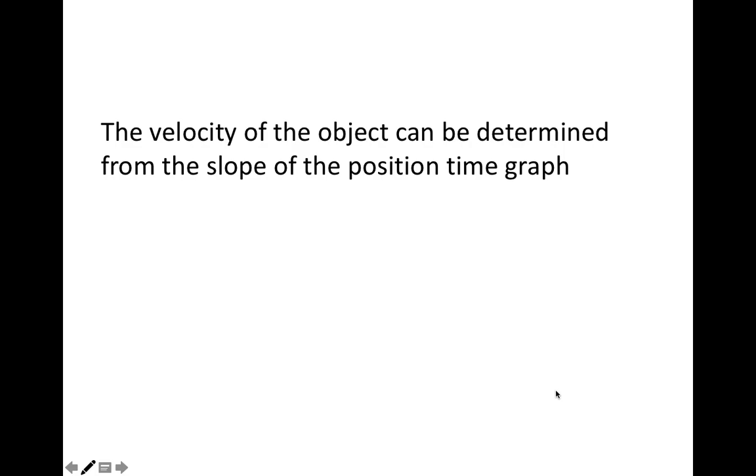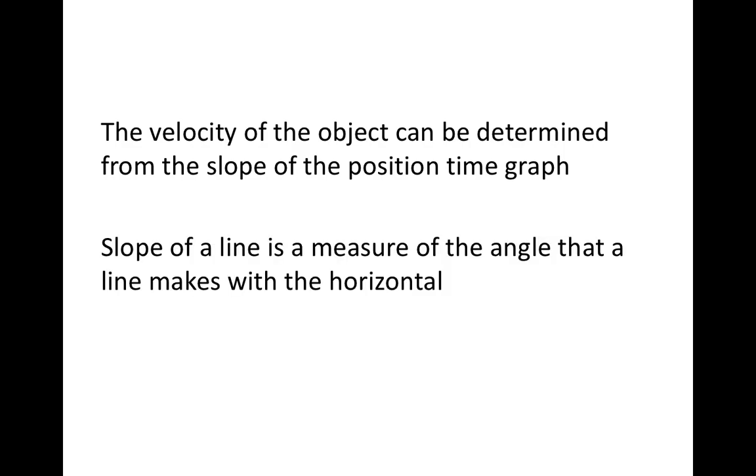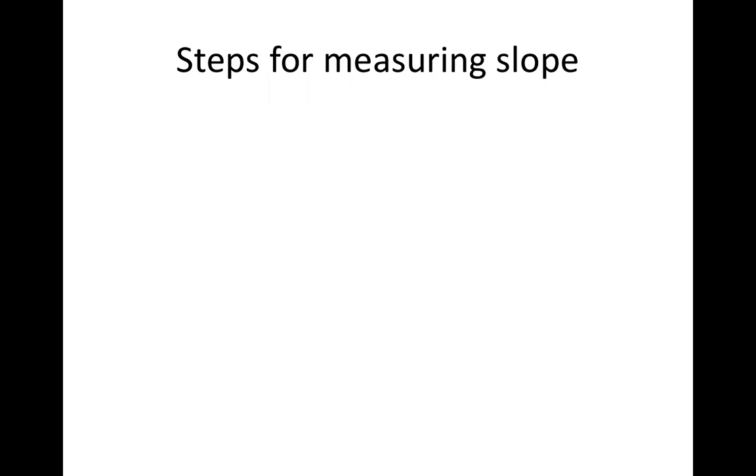The velocity of the object can also be determined from the slope of a position time graph. Slope of a line is a measure of the angle that a line makes with the horizontal. Steps for measuring slope. Pick 2 points on the line. When you're drawing a line of best fit, you only use points that are directly on the line. They don't have to be data points. They can be any point on the line once you've drawn the line, but do not pick any points that are off the line.